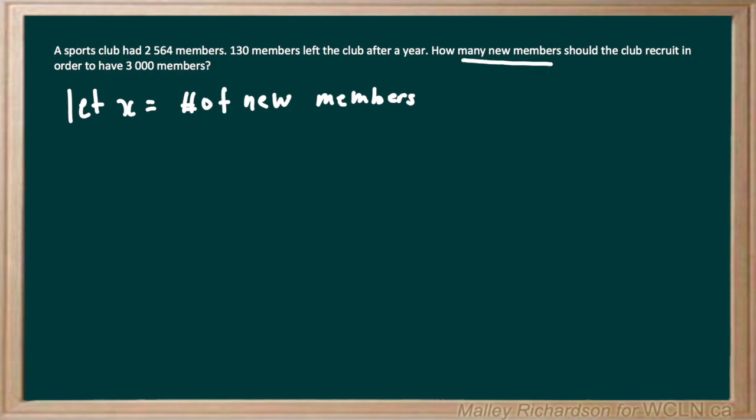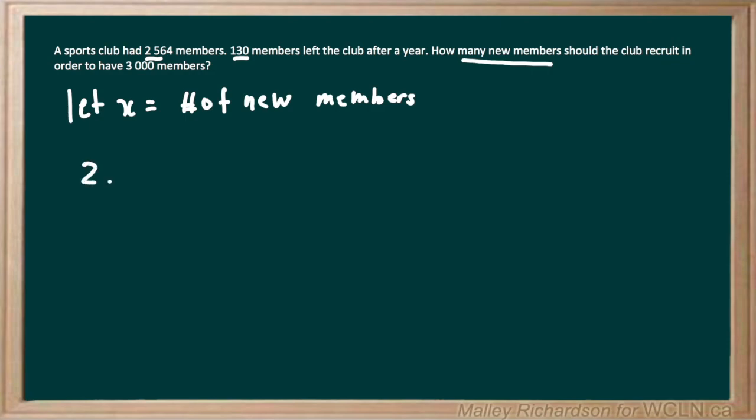We know that the sports club had 2,564 members. Then they lost 130 in the span of a year. We need to find out how many new members, which is our variable x, that the club is going to recruit to have a final number of 3,000 members. So let's start writing things out.